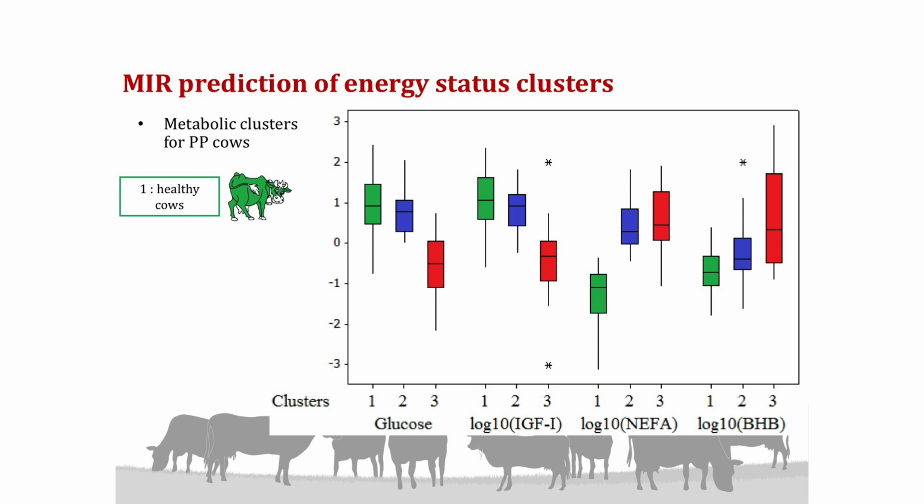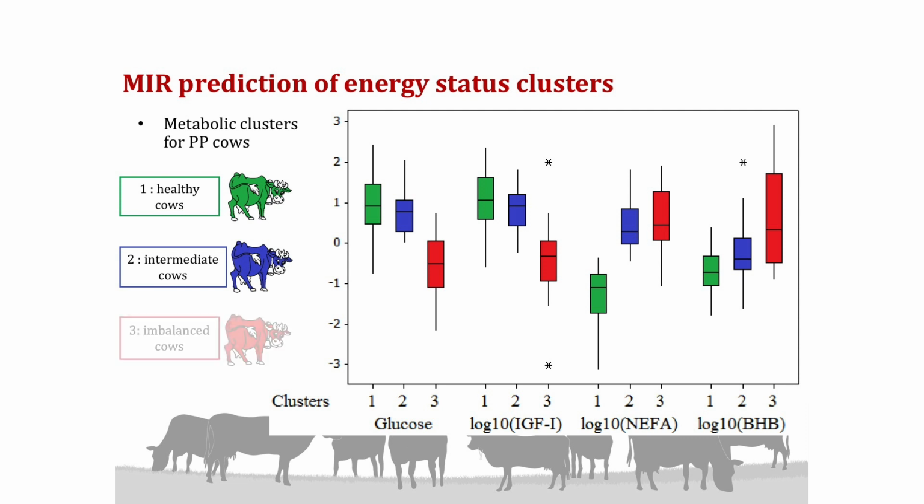And to do that, you need to have models, tools who is able to detect a lot of potential health problems. And as you can see, we have created 3 different groups who use different glucose, IGF-1, NEFA, and BHB. And in general, the first group give information about healthy cows, the second one intermediate cows, and the third one it's imbalanced cows.